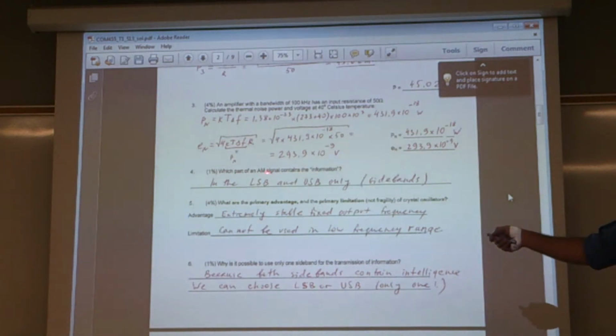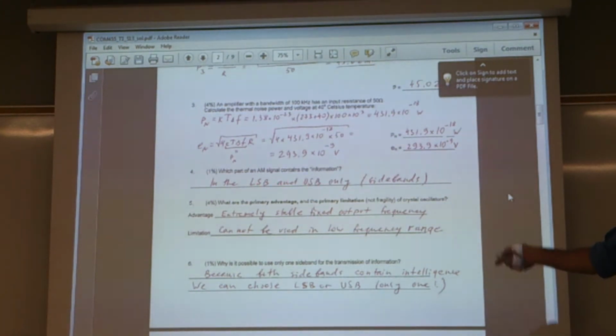Now, what part of the AM contains information? Obviously not the carrier, because it's just a carrier. Side waves. Either two of them or one, doesn't matter. If you put here the answer, just one word, sideband, voila.